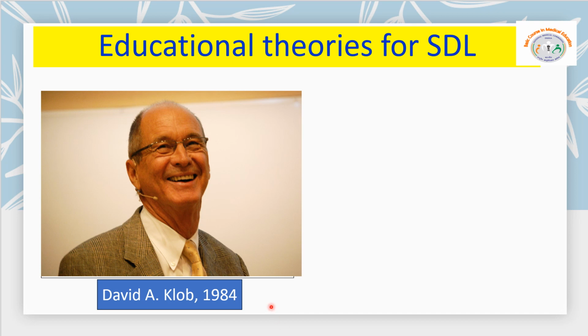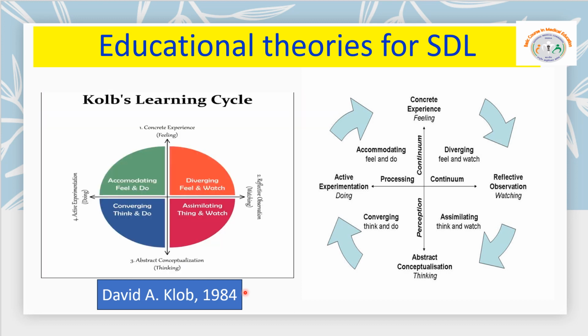Experiential learning occurs when the students reflect on the experience. Experiential learning is based on Kolb's learning cycle. This is David A. Kolb, who in the year 1984 gave a theory of self-directed learning. According to that theory, the cognitive learning cycle involves 4 stages. The first stage is concrete learning.